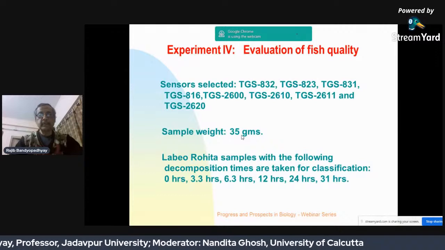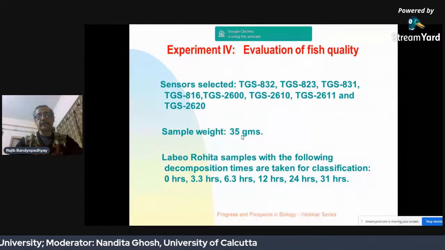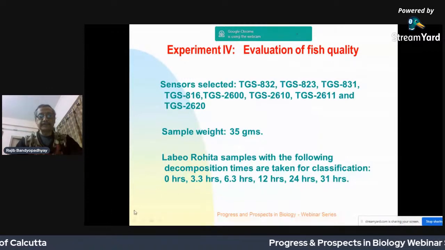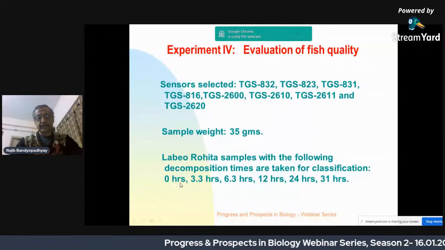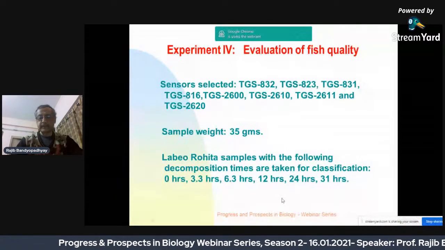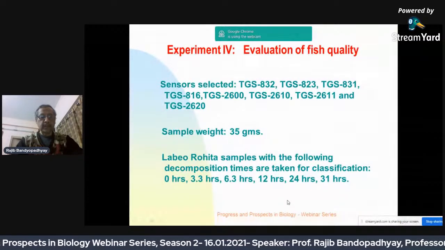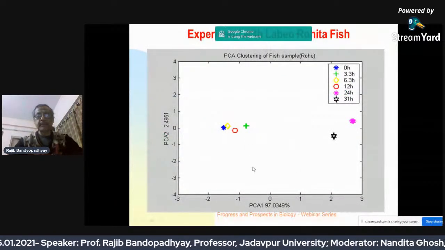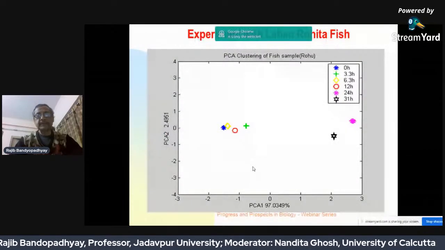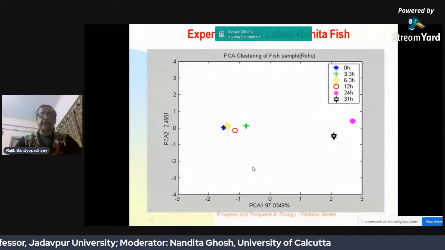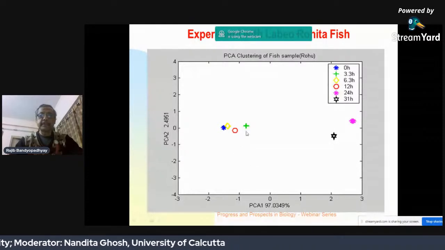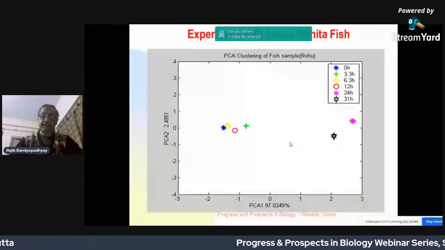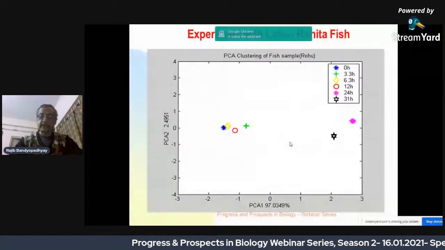We did another experiment on fish quality. For fresh water fish, we used Labeo rohita samples, and we allowed them to decompose for different times, 3.5 hours, 24 hours, 31 hours and so on, and we checked whether our electronic nose could discriminate. With this we didn't proceed further because of some other reasons, funding or other reasons. But we could see that this electronic nose could discriminate, so we can assess the quality of the fish, how much the freshness of the fish, using electronic nose.